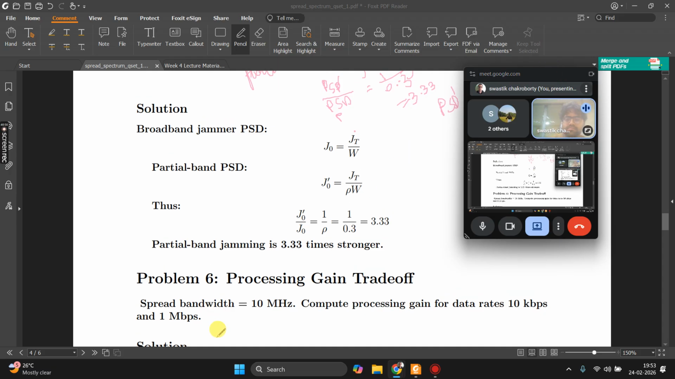Okay, do this. This is pretty easy. This question: spread bandwidth equal to 10 megahertz. Compute processing gain for data rates 10 kbps and 1 Mbps. Do it and report the answer as soon as you can.